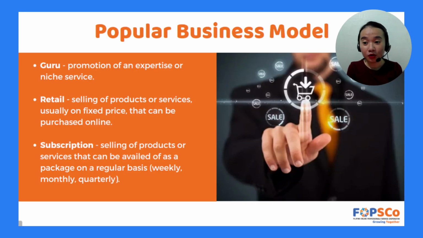Following FOPSCO's module, there are 3 identified popular business models for online opportunities. First is the guru, which promotes an expertise or niche service. Next would be retail, that would include selling of products or services, usually at a fixed price, that can be purchased online, since almost everyone nowadays is into online shopping, since it's convenient and very fast as well. You don't have to go out and buy what you need, because you can find them in your phone or even in your gadgets. For the third business model, it's subscription, which sells products or services that can be availed of as a package on a regular basis, whether it's weekly, monthly, or quarterly.